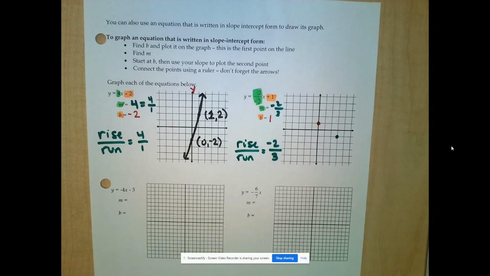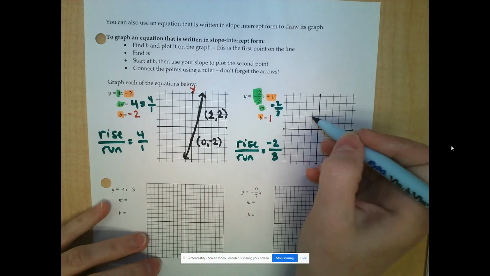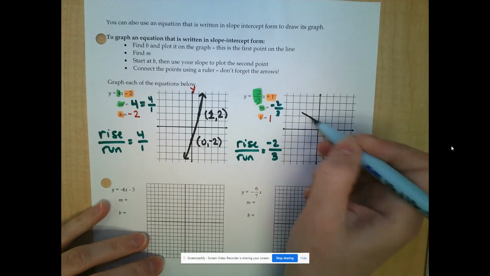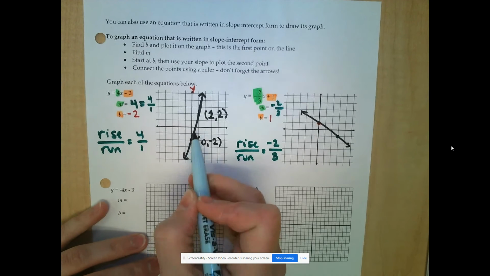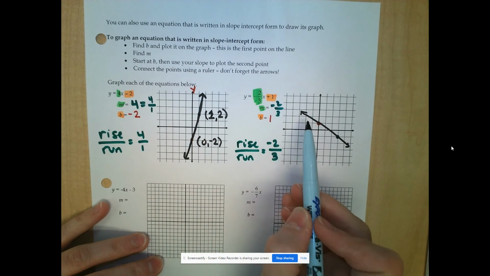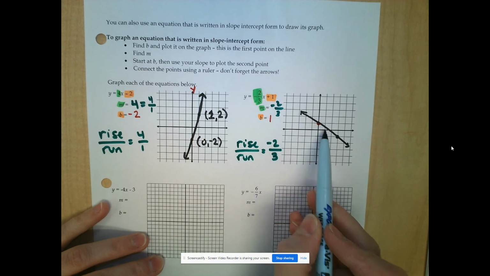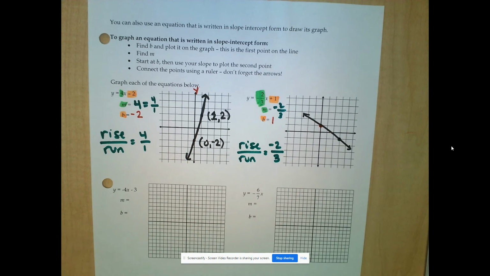So this one, you will notice, is now going down to the right. And that should look familiar. This one had a positive slope. So the line had a positive slope going up to the right. This one, the slope number is negative. So I went down to the right, which is a negative slope.